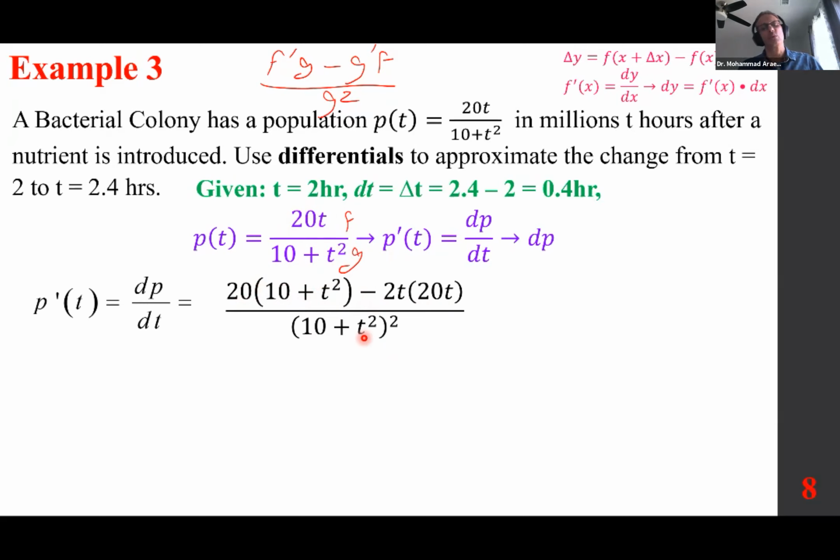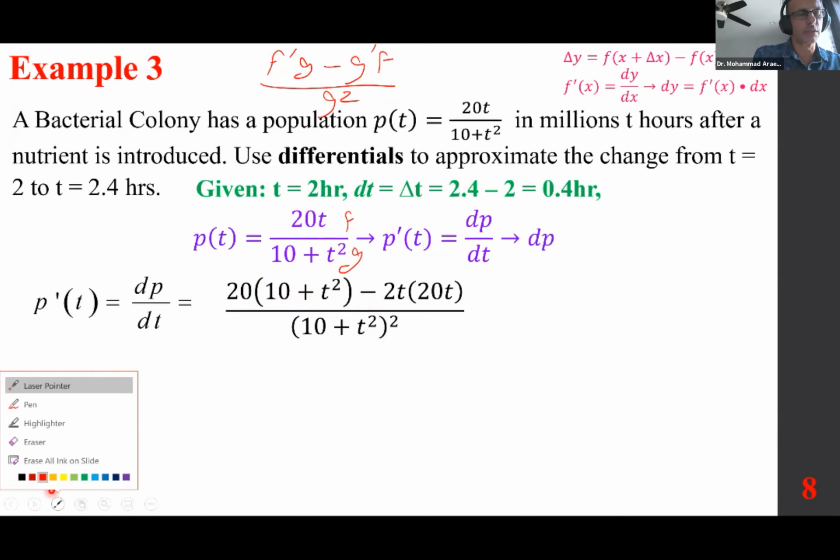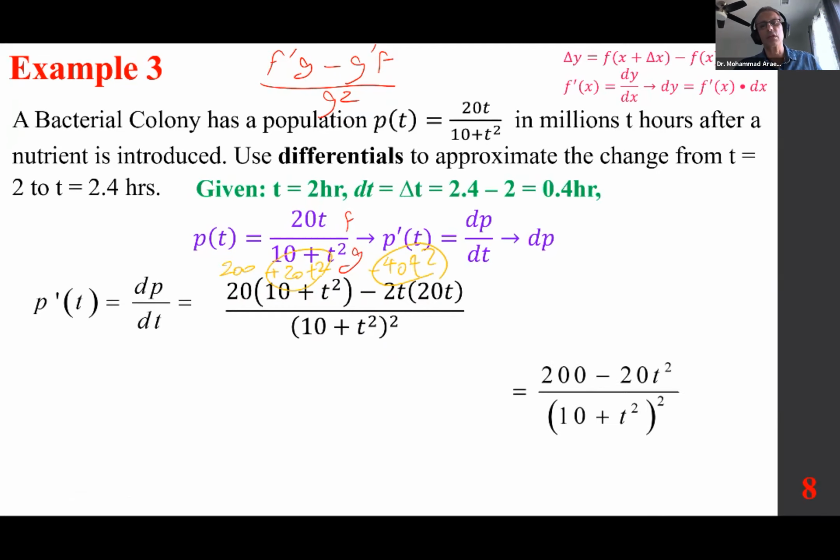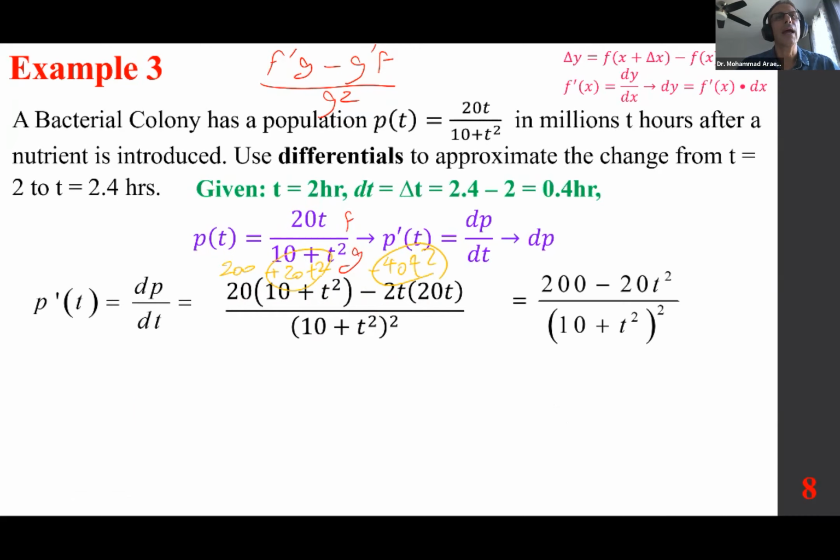Here's what we have. The numerator simplifies as follows. 200 plus 20t squared minus 40t squared. The two can combine. And now we call this simply dp by putting a dt next to it.